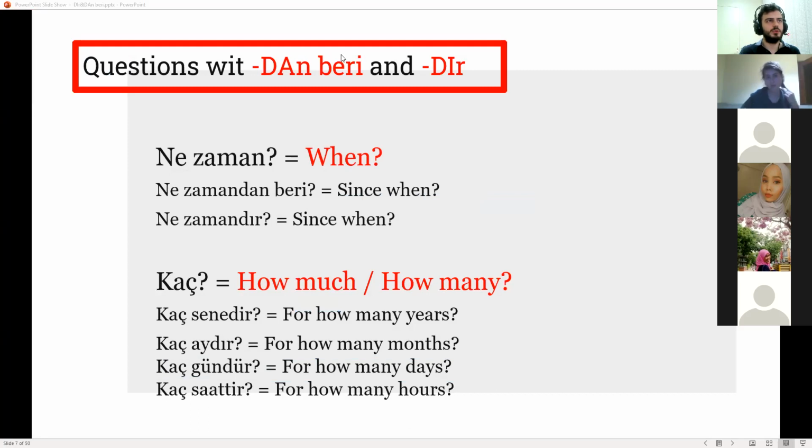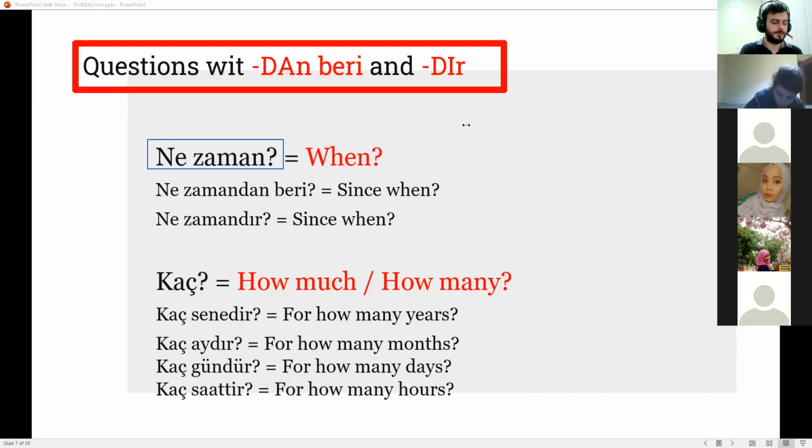I also have some questions that I can ask with this dan beri and dır. So you can basically use the question word ne zaman, and you can add both of the suffixes at the end of it, and then you can make a question. Ne zamandan beri Türkiye'de yaşıyorsun? Ne zamandır Türkiye'de yaşıyorsun? Ne zamandan beri Türkçe öğreniyorsun? Ne zamandır Türkiye'de yaşıyorsun? Gibi.